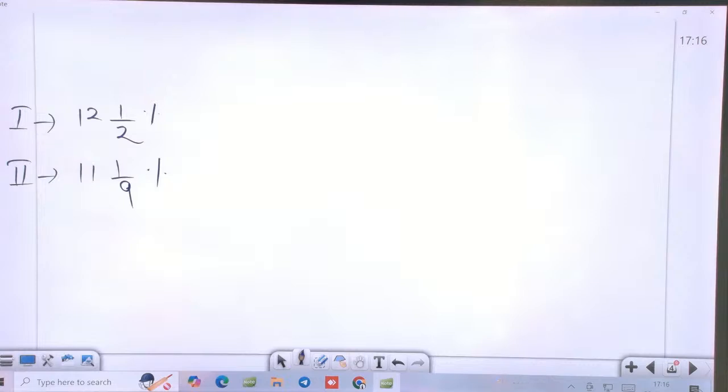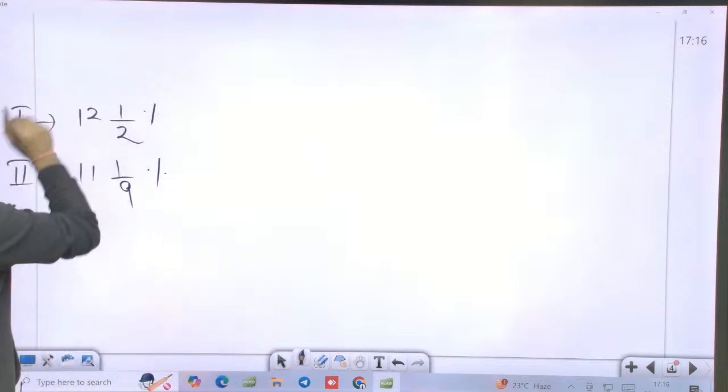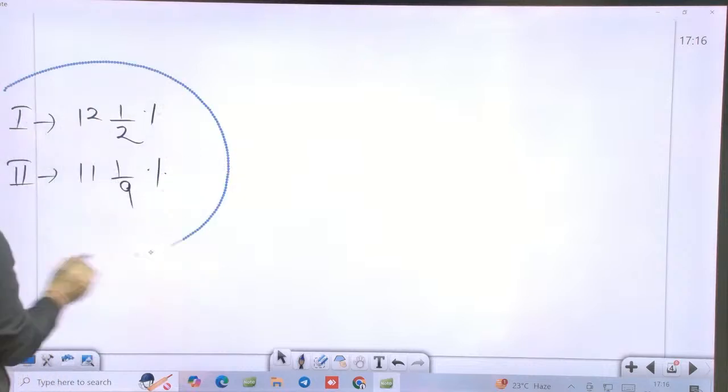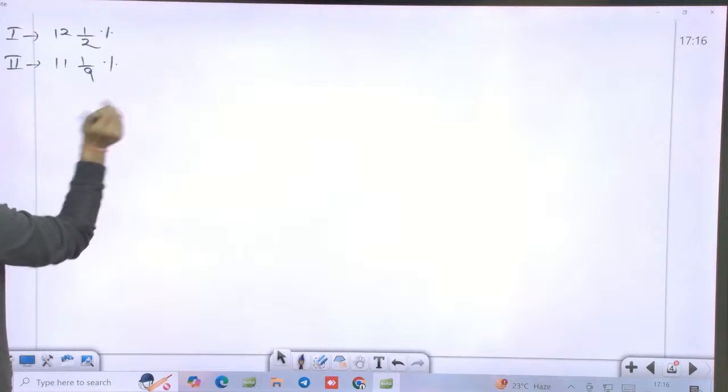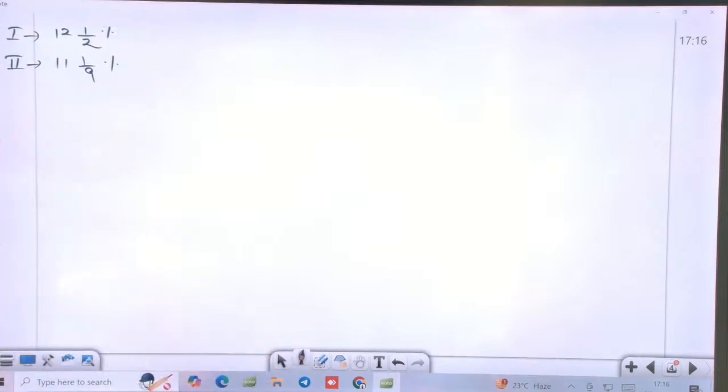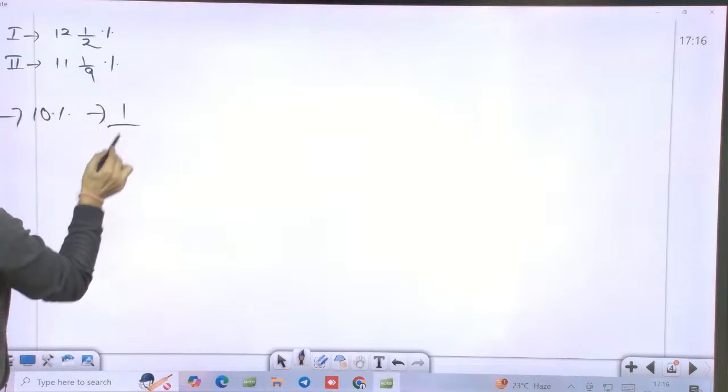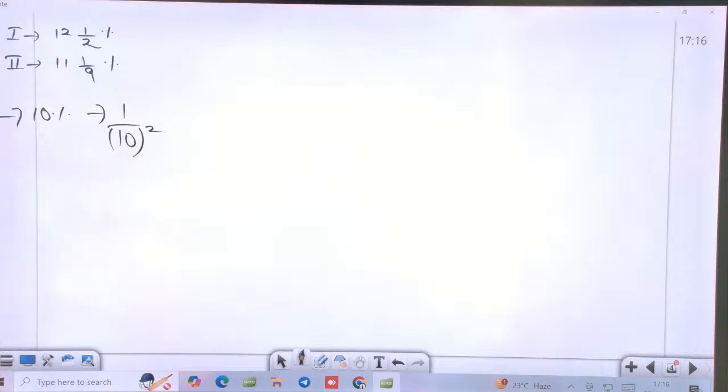The main thing is that we have 2 different rates now. In the previous question, we had the same rate of interest, 10% and 10%. But in this question, we have 12.5% and 11 1/9%. Understand it, please. In the last question, we took 10% as the fraction 1 by 10 and did the square because it was the case of 2 years. So what was the square?